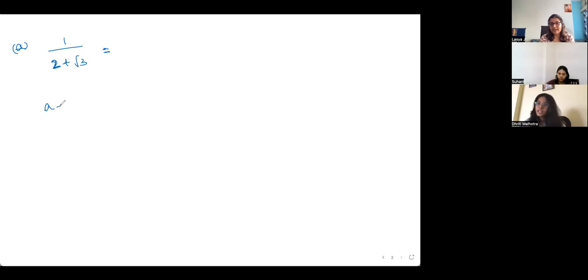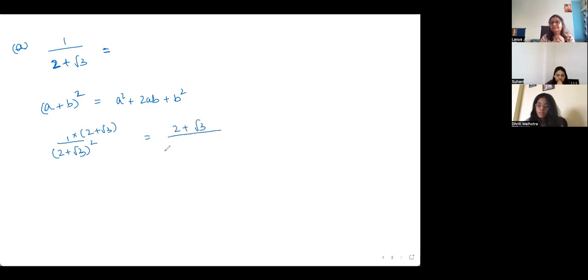Do you guys know the identity? A plus B the whole square? Yeah. A square plus 2AB plus B square. Correct. So if we apply this here, suppose we do that 1 plus 2 root 3 whole square. अगर नीचे square करें तो यहाँ पे भी we need to multiply. So we get 2 plus root 3 upon, can you expand this?